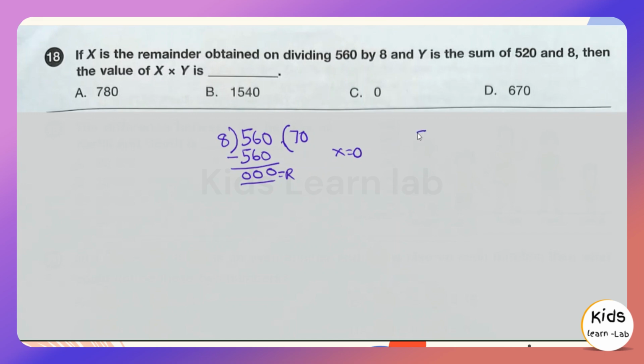Let's find out the y. 520 plus 8 is equal to 0 plus 8 is 8. 2 plus 0 is 2. 5 plus 0 is 5. So y we got as 528. X into y is equal to 0 into 528 is equal to 0. 0 into something will always be 0. So option C, 0 is the right answer, children.